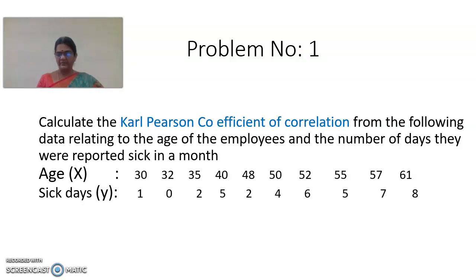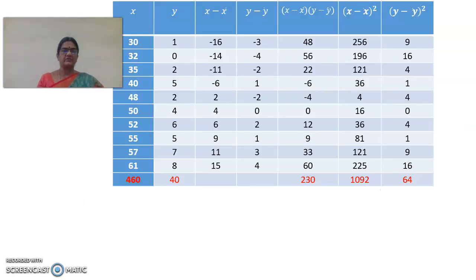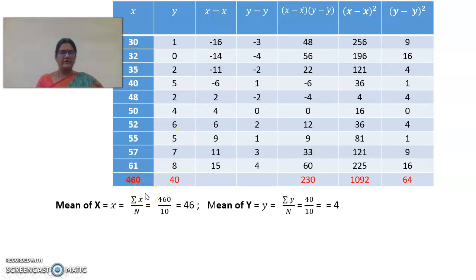When you look into the formula, the values we have to calculate are x minus x bar, y minus y bar, (x minus x bar) into (y minus y bar), (x minus x bar) the whole square, (y minus y bar) the whole square. So in the problem, they have given only the two values x and y. So now we have to find out the mean of x, that is x bar. Sum up all the x values, that is sigma x.